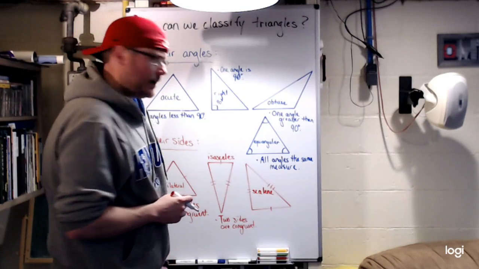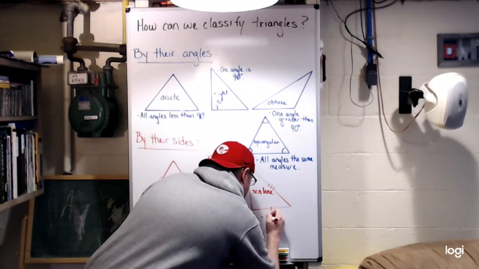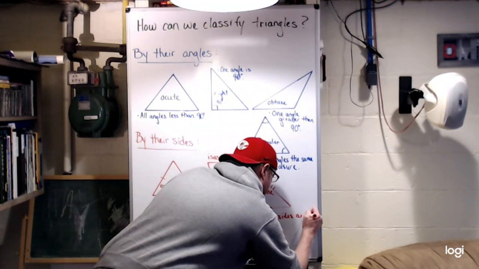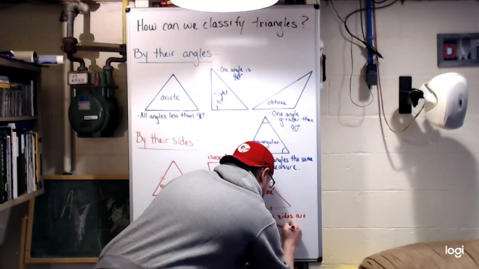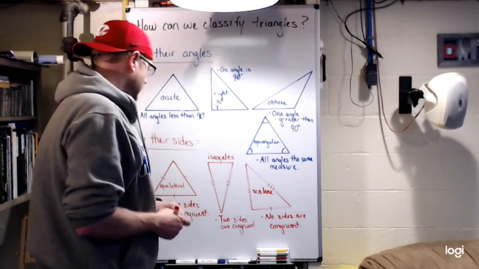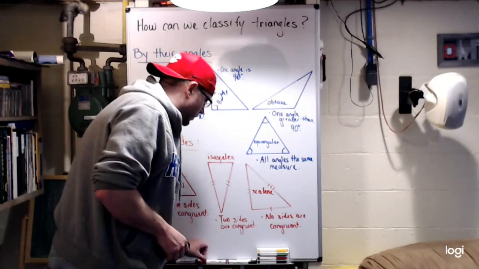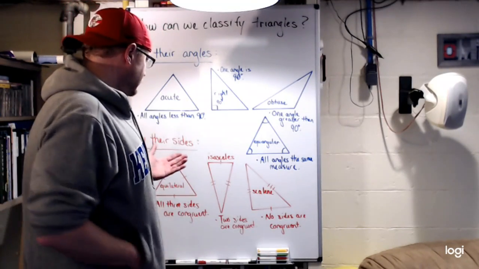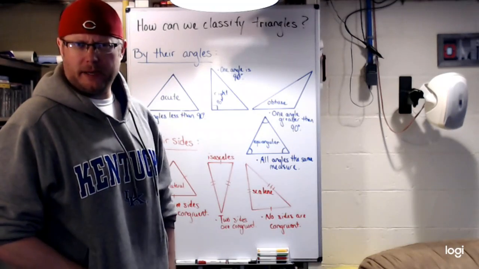S-C-A-L-E-N-E, if you can't read that. And then that is no sides are congruent. Okay. Like I said, all of these definitions are in the handout that I've given you, but I just kind of condensed it a little bit to make it a little bit easier.